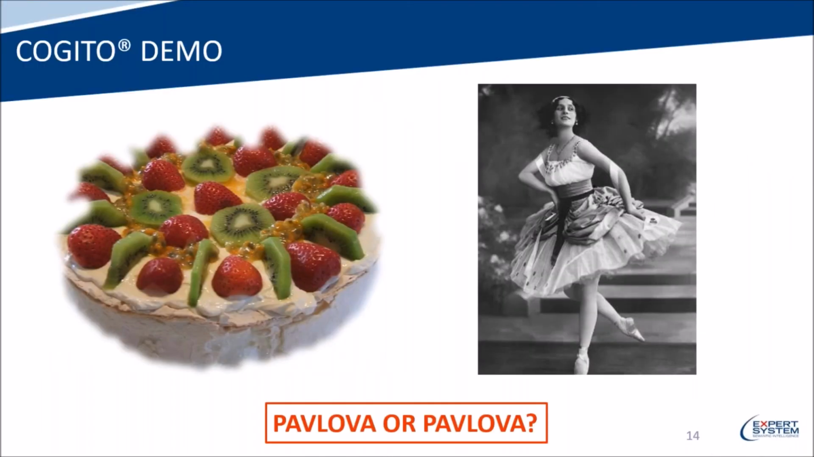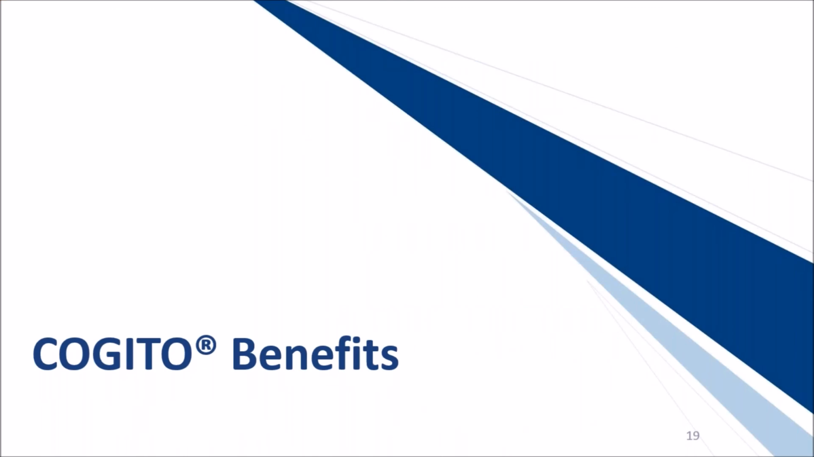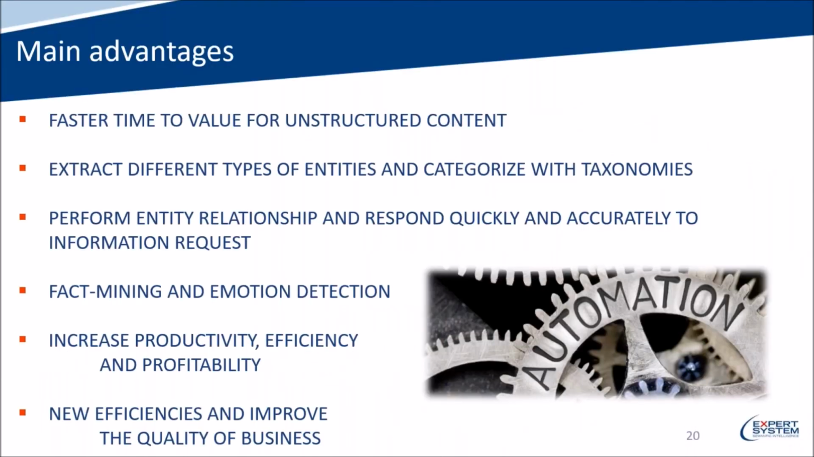So I would like to just show you the benefits. We have seen during this webinar how we can analyze and navigate through unstructured content in a very short time. We are able to extract different types of entities and categories through the taxonomy. We can perform relationship extraction, fact mining and emotion analysis, and respond very quickly to the information. This can increase your productivity and efficiency, and also improve the quality of your business, so you can streamline the business process.